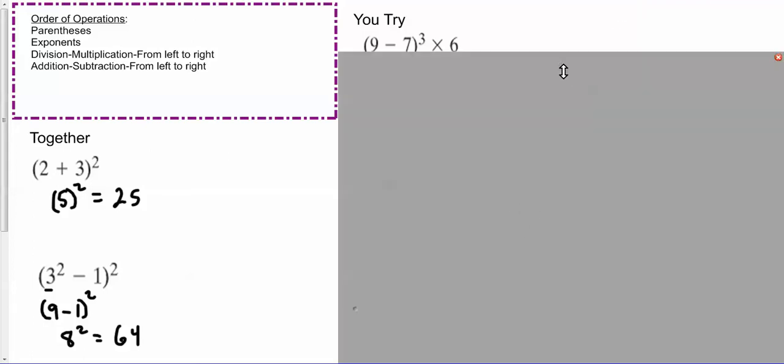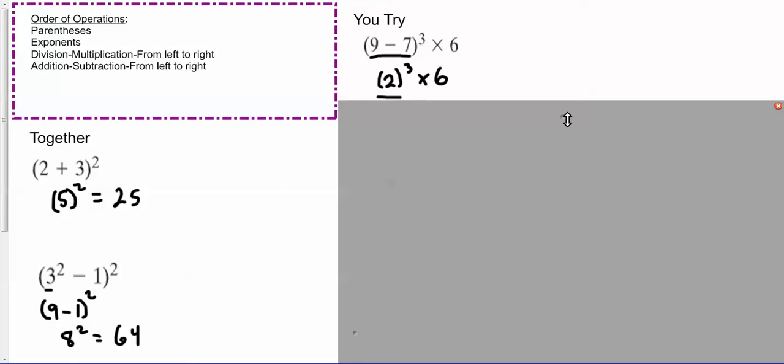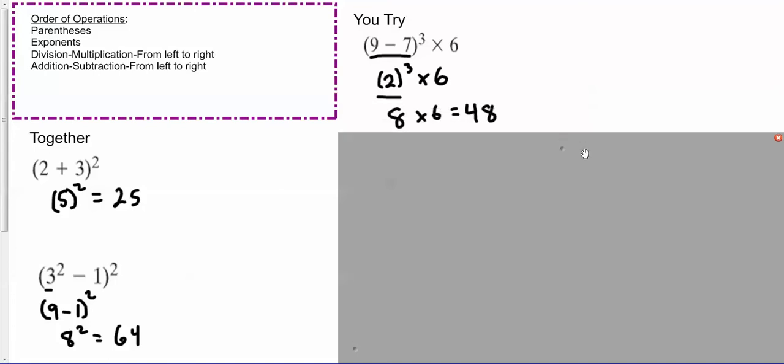All right, so here's what we have. So first thing I'm going to do is what's inside the parentheses. So 9 minus 7 is 2. So then I have the exponent, which is next. So I do 2 cubed, which is 8. 8 times 6 is 48.